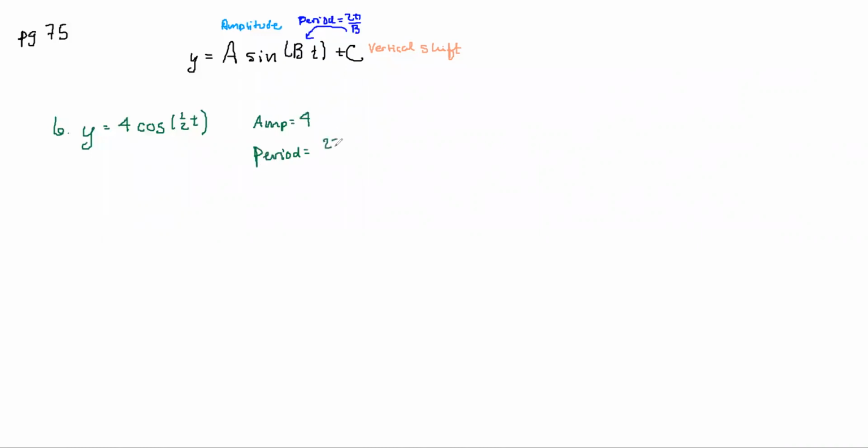So it'll be 2 pi over b, right? And b is equal to 1/2. So it'll be 2 pi over 1/2. And if I divide something by 1/2, it's like multiplying by 2. So I can move this all the way up. So it'll end up being 4 pi. And that is my period.